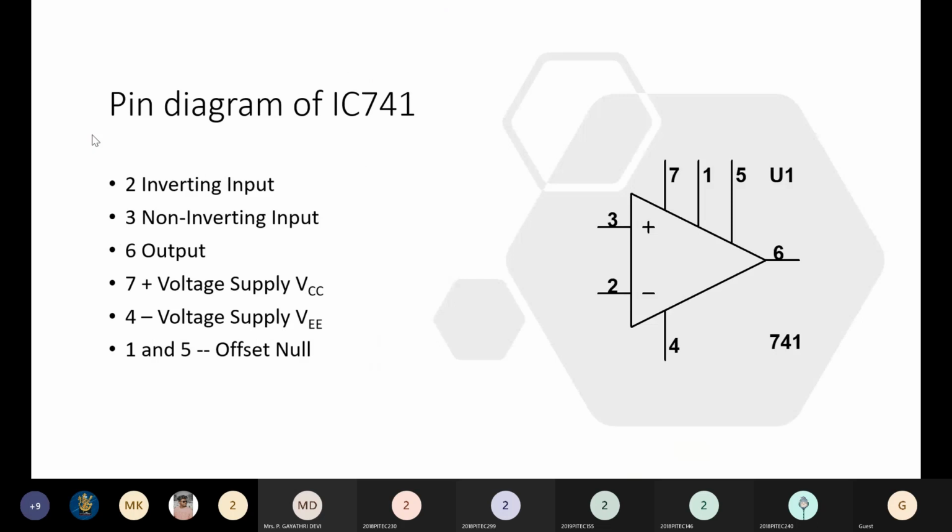And then you can see, as I said, the versatile operational amplifier which is used is IC741. The pin diagram of IC741 is shown here. Let me take my pointer. So you can see you have an inverting terminal, a non-inverting terminal, and then power supply voltages, and then you have the output terminal. You have two more pins, 1 and 5, which we will be calling offset null. 1 and 5 is offset null, that is in order to make the offset 0. Okay, that is your offset null.